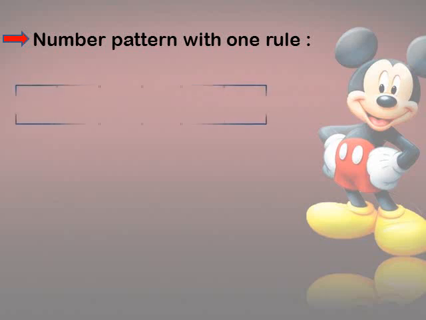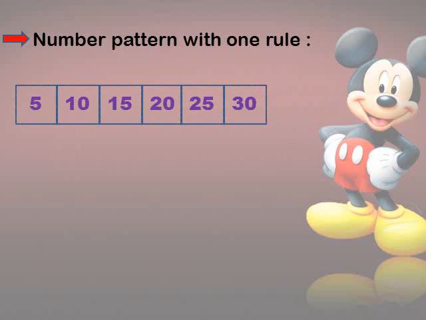So I'm going to put the numbers like this: 5, 10, 15, 20, 25 and 30. I want to know how these numbers move. Moving backward or moving forward? Moving how many steps? Moving the numbers from step to step means moving forward or moving backward.